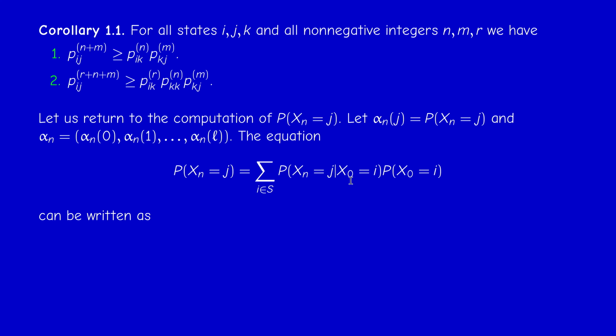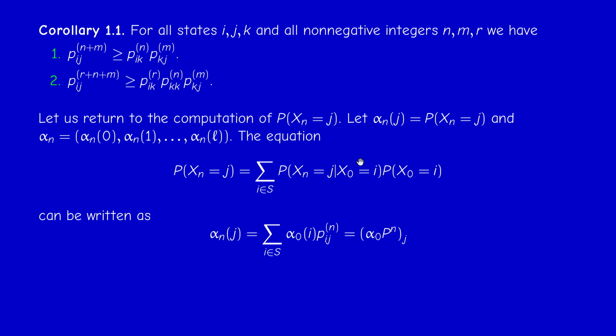Because the events x0 equal i, when i varies, cover is a partition of them, because x0 should be somewhere, right? So the union of x0 equal i is the space omega here. So this is just the usual total probability formula. If I rewrite it in this way, this is just alpha n of j. This is, by our definition, P_ij to the n, the n-step transition probability. And this is the initial probability alpha 0 of i, right?